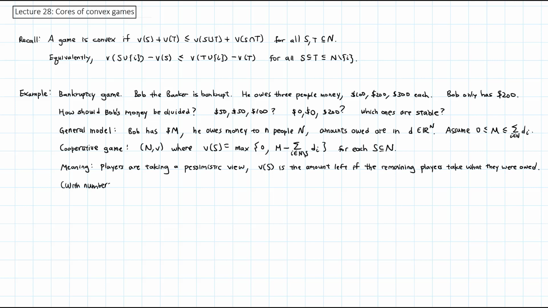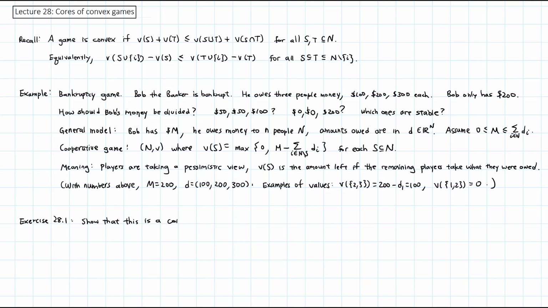So with the numbers above, M is equal to 200 and d is equal to 100, 200, and 300. And some examples of values are v of {2, 3} is equal to 200 minus d_1, and that is 100. And v of {1, 2} is 0. As an exercise, show that this is a convex game.